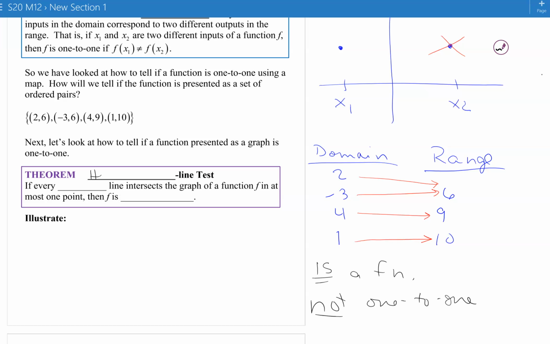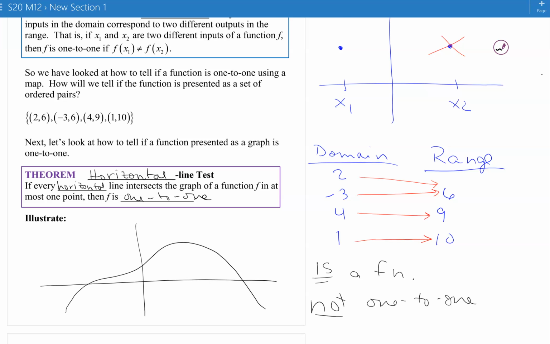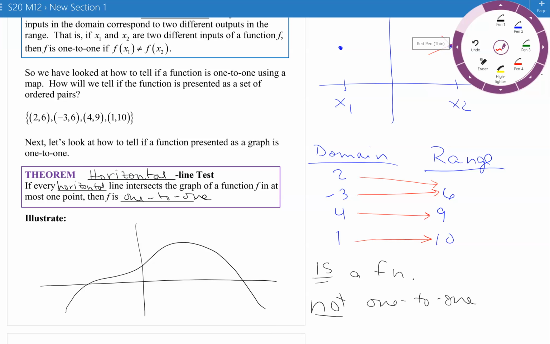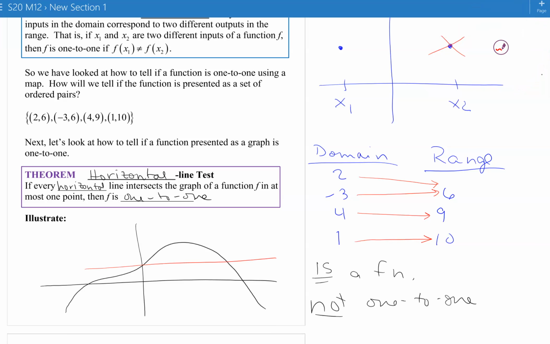So now we're going to talk about a theorem for use when you're given a visual representation or graph of the function. If every horizontal line intersects the graph of a function in at most one point, then f is one-to-one. Okay, so if the graph looks like this, clearly I can draw a horizontal line that touches it in more than one point, and so this is not one-to-one.